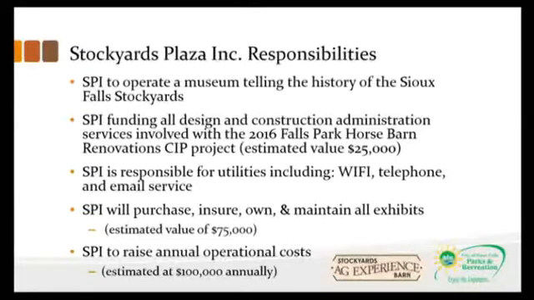The other thing that they're doing is working with Siouxland Heritage Museums on the displays for the horse barn itself. They estimate that value is about $75,000. And then they would not only purchase, but they would also insure, own, and maintain all those exhibits. They do anticipate that it would be about $100,000 annual operating costs that they would raise on an annual basis to support the operations and the hours of the actual horse barn itself. And those hours would mirror those of the visitor center.